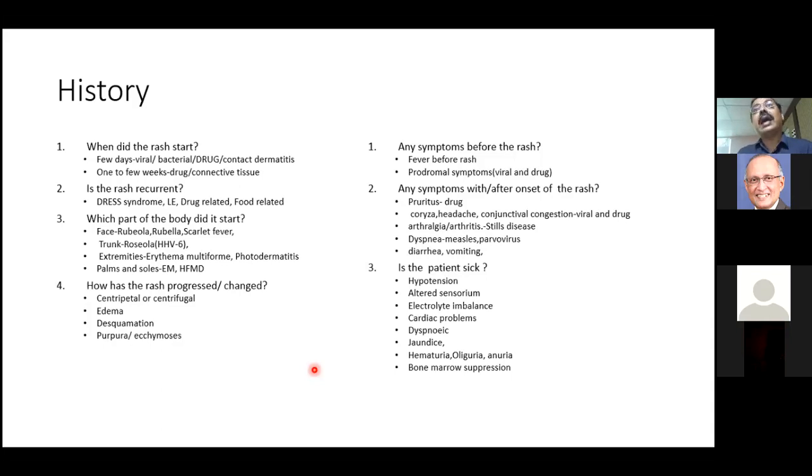So a food diary may have to be maintained in such cases. Which part of the body the rash started on can give you some clue. Usually you will see that rubeola, rubella and scarlet fever start on the face and then progress downwards, right? Roseola would actually start on the trunk. That is, HHV6 would start on the trunk.